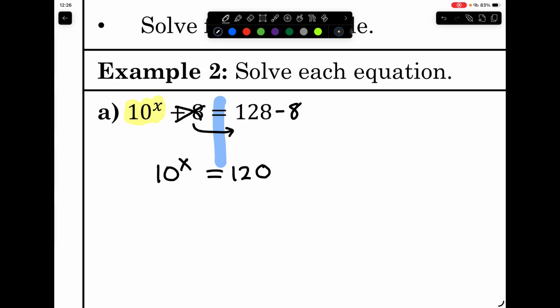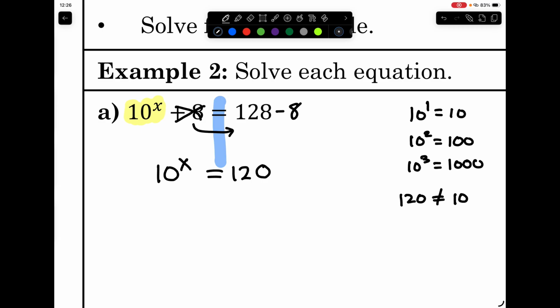Okay. Now, this is what I was referring to on the previous page. What happens if I can't raise 10 to a power to get 120, or write 120 as a power of base 10? And like in this example, I can't, because 10 to the first power is equal to 10, but 10 to the second power is equal to 100. But then when I go to 10 to the third power, it jumps all the way to 1,000. So there's no way that I can write 120 as a power of 10 with an exponent that's going to be a whole number. It's going to be some type of decimal.